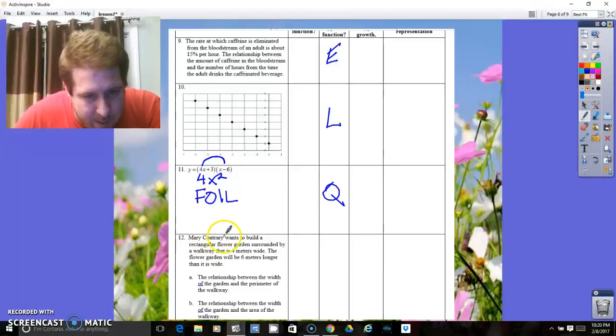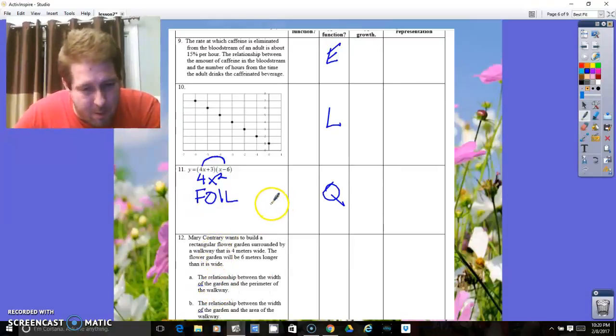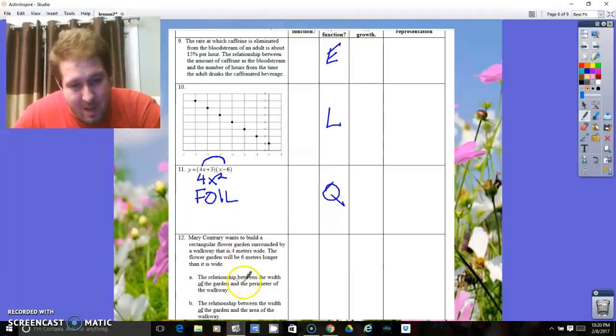Question number 12. Mary Contrary wants to build a rectangular flower garden. The walkway is 4 meters wide, and the flower garden will be 6 meters long, then it is wide. The relationship between the width of the garden and the perimeter of the walkway, I believe, is going to be linear for A, and it's going to be quadratic for the area because area has a quadratic relationship with one of the widths. So that actually has two different answers.